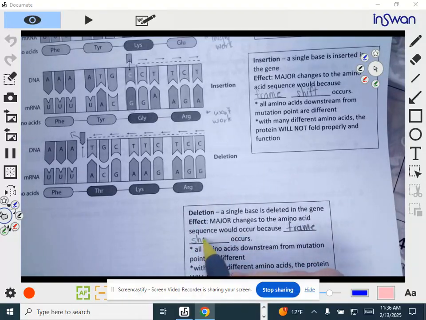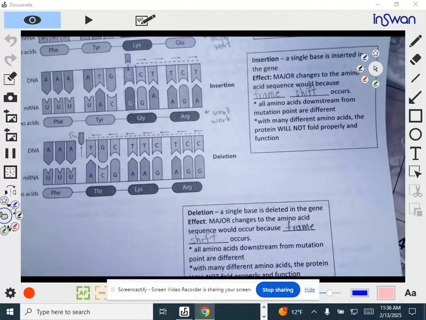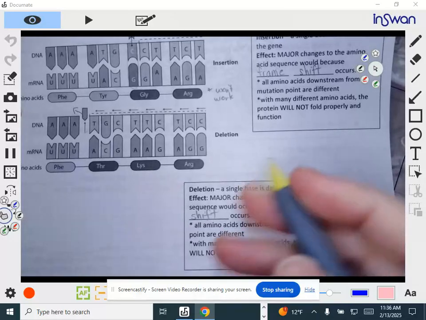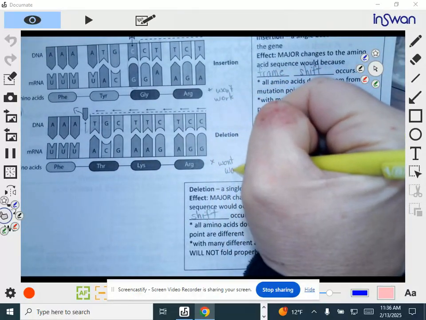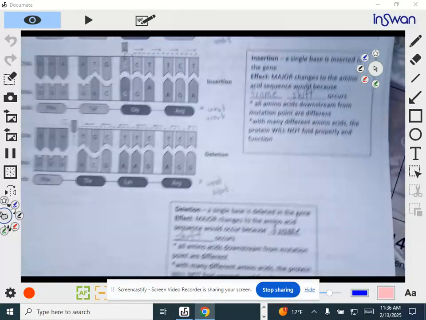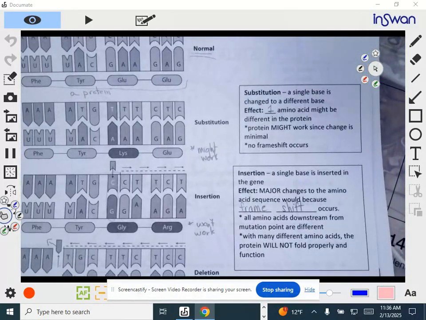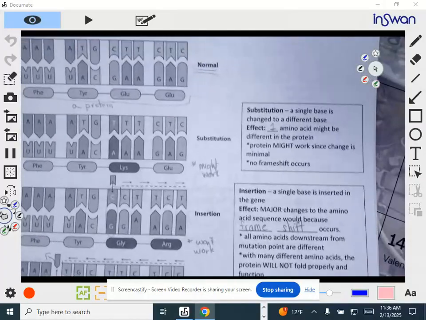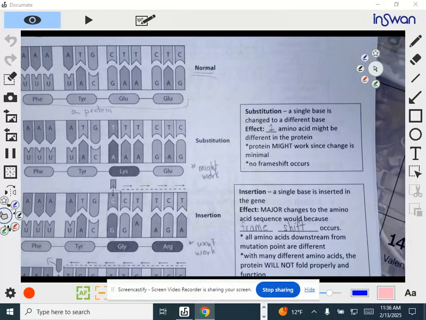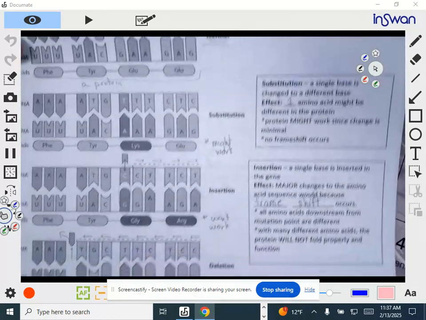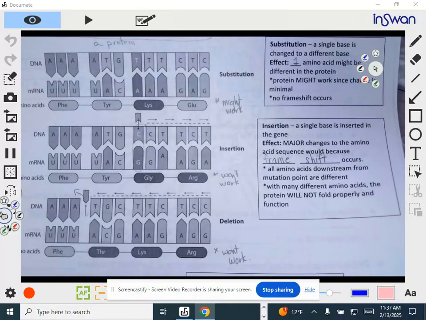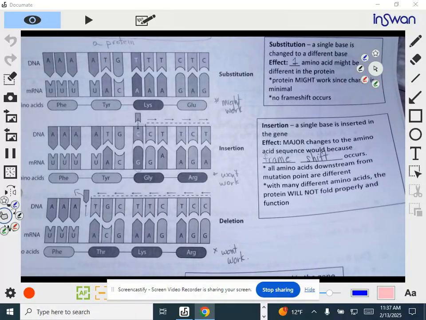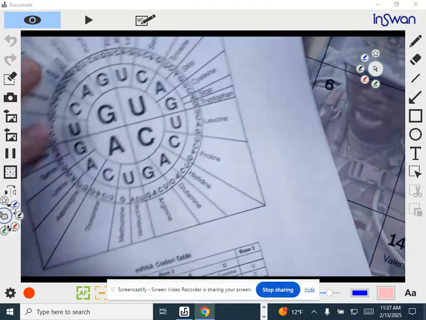We are changing many things about many amino acids in these proteins. That protein won't fold correctly and won't work. Okay? So out of all the mutations, substitution is usually the one that creates the least change in a protein. That's not always the case, as we're going to see in an example here. But insertion and deletion usually cause major changes to the protein structure and will result in a non-functioning protein. That's not a good thing.